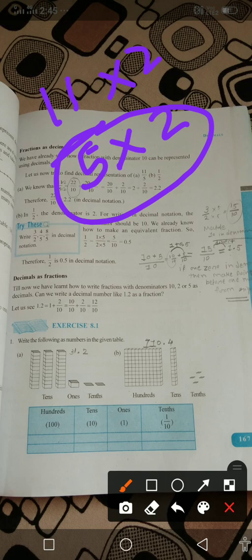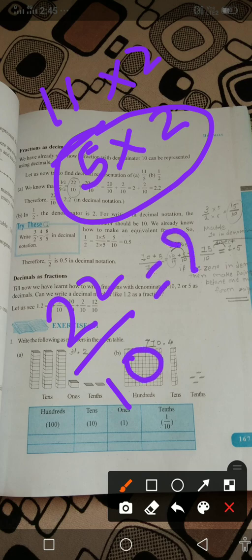Either we have to make 10, if possible, then 10. If the number is above 10, like 11, 12, 15, 16, 25, anyway, then we have to make 100. If it is another number, then we can make 1000. So here the number is only 5, so we can make it 10. So it becomes 22 by 10. So directly we can write 2.2, because we know if the denominator is 10, then we have to leave one number from the right side and put the point there.